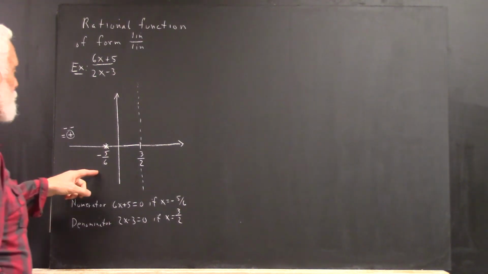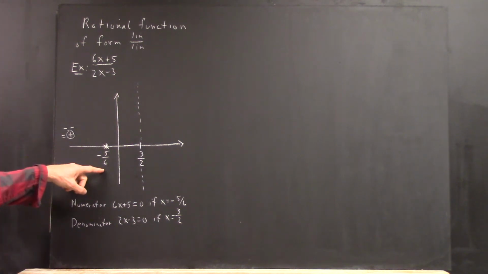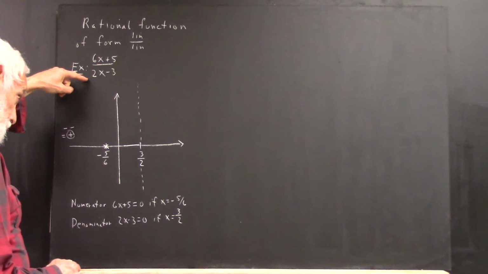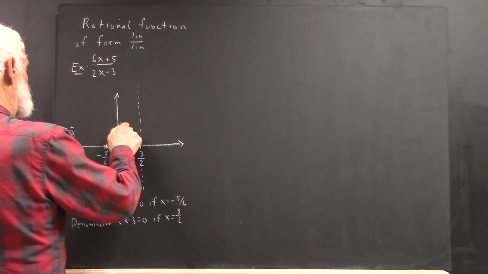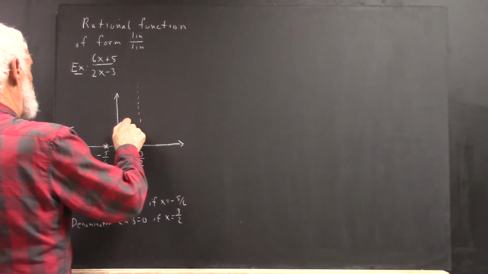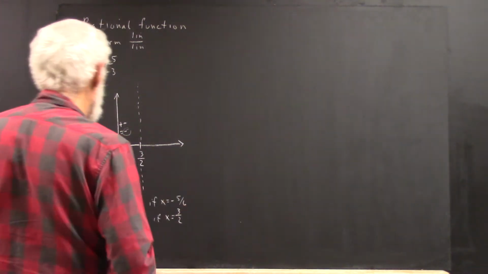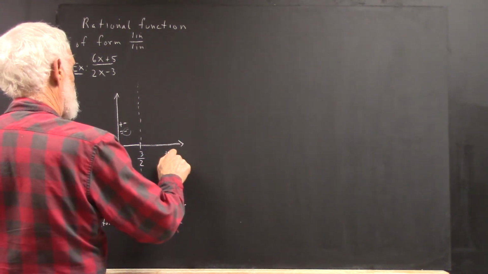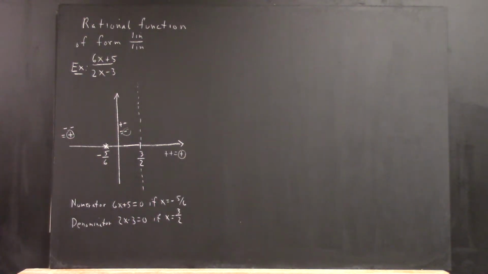Now between negative 5/6 and 3/2, the numerator 6x plus 5 is positive, but the denominator is negative. So we're negative between these 2 points. And then to the right of this point, both factors are going to be positive. The graph is going to be above the axis.